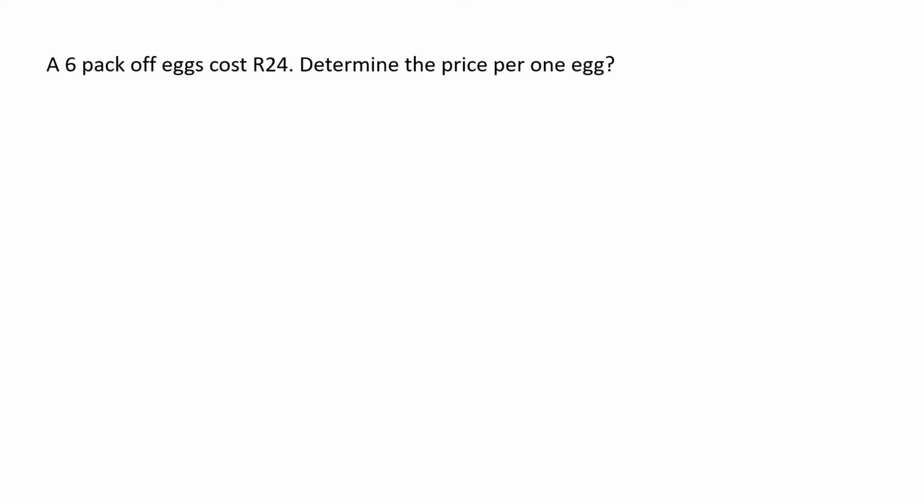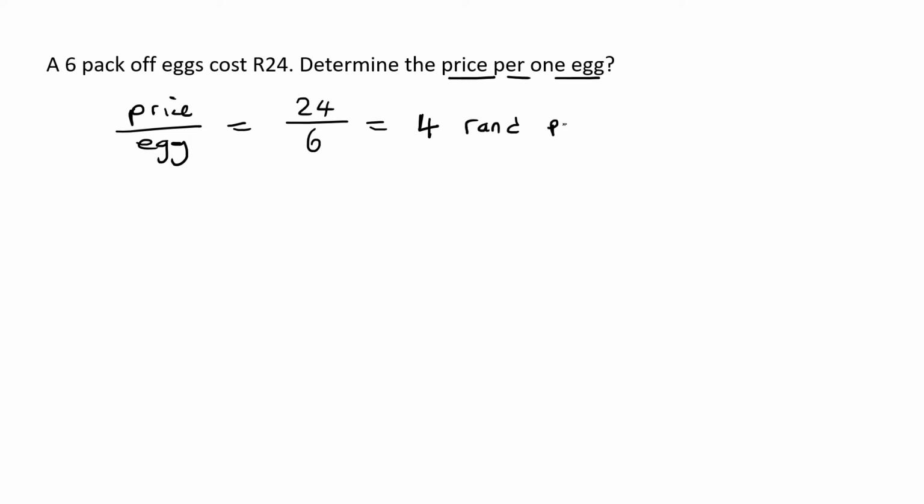A 6-pack of eggs costs 24 Rand. Determine the price per egg. So we're going to say price per egg. Whenever they say per, that's the line, the divide sign, okay? So the price is going to be 24 Rand, so you can just say 24. The eggs is 6, and that's going to give us 4 Rand per egg. You could say 4 Rand per egg.